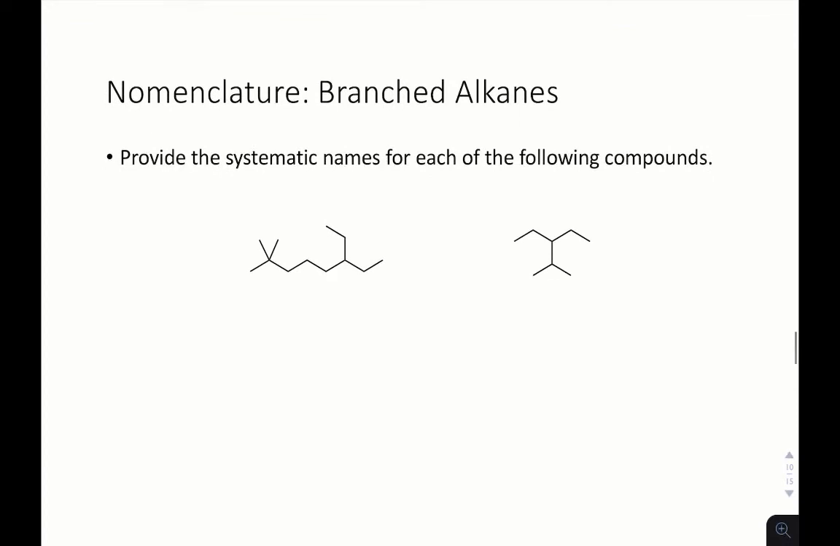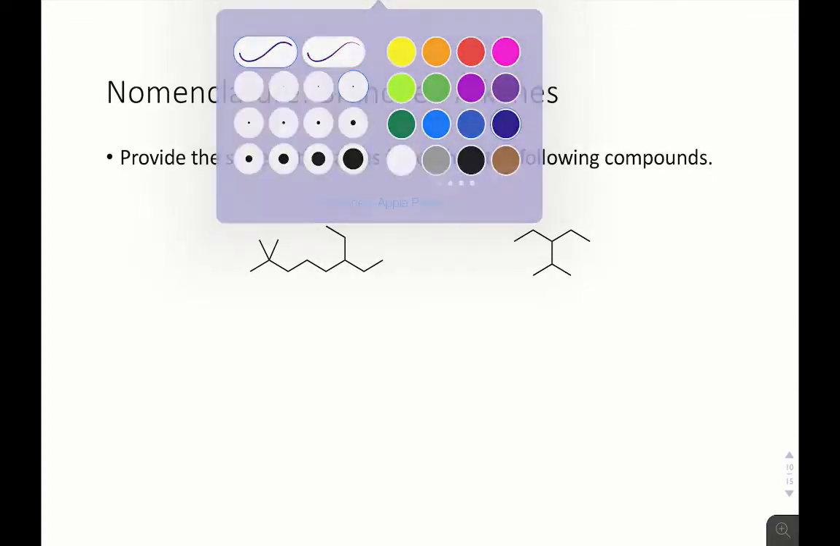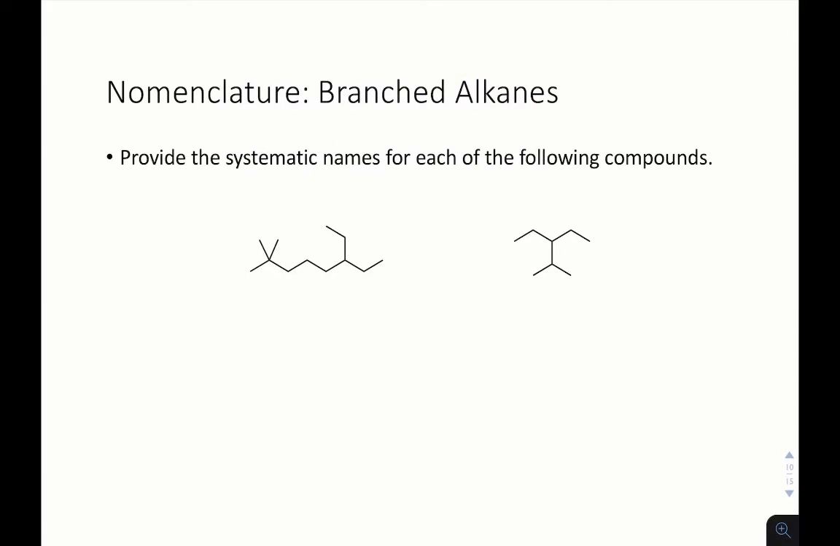Let's practice naming some branched alkanes. We're going to apply the same rules that we did to the previous examples. So find the longest linear chain. Number it to give the substituents the lowest number possible. List the substituents in alphabetical order, and then followed by the parent chain.